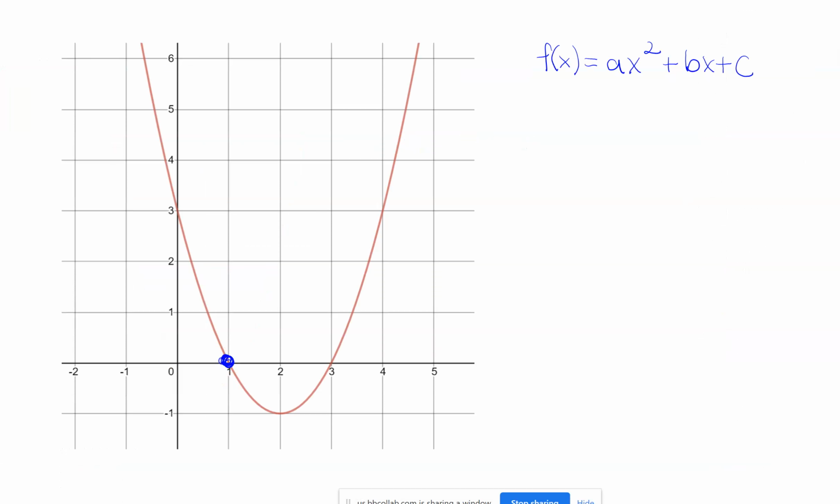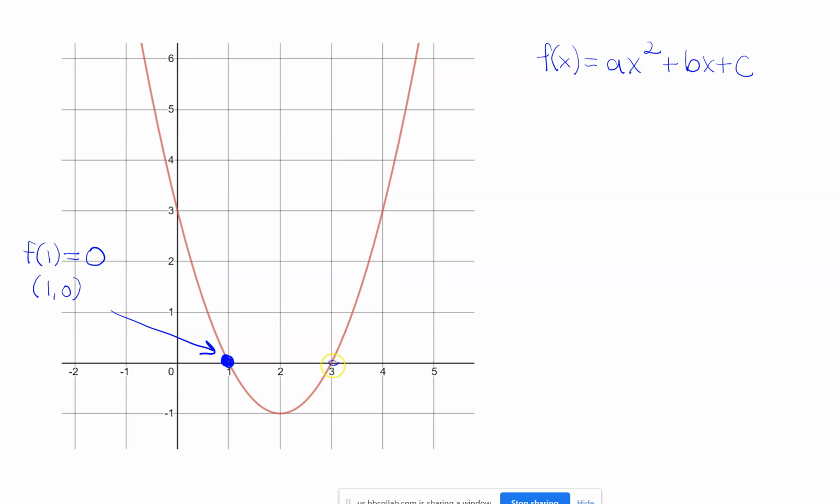So where the function equals 0, right here. This is an important point right here. This point, 1 comma 0, that means if I input 1, so my x is a 1, I'm going to output a 0. That's an important point on the function. It's called the zeros of the function from your algebra class.